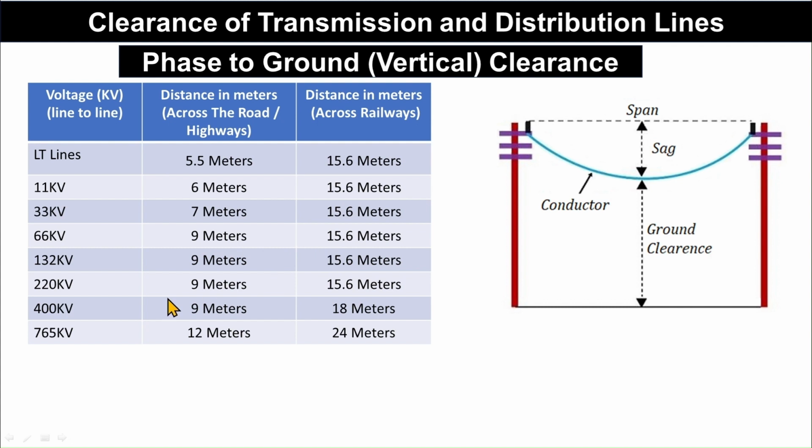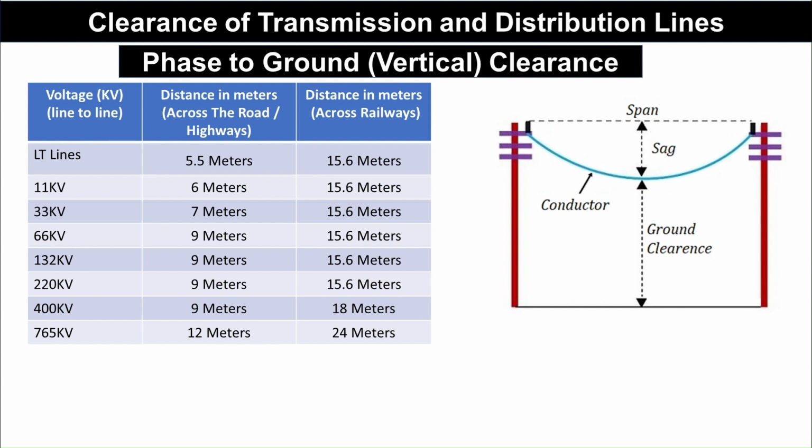For 220 kV line it is 9 meters across the road and highways, and across the railways it is 15.6 meters. For 400 kV line it is 9 meters, and across the railway it is 18 meters, and for 765 kV transmission line across the road or highways it is 12 meters, and across the railways it is 24 meters. Now we will see the phase to ground horizontal clearance.